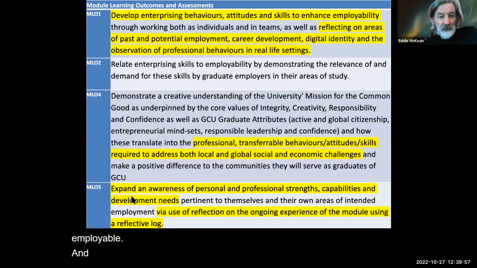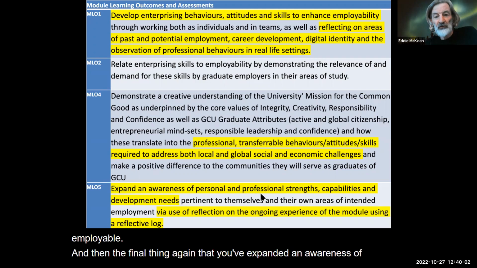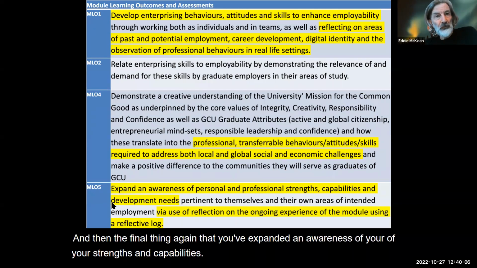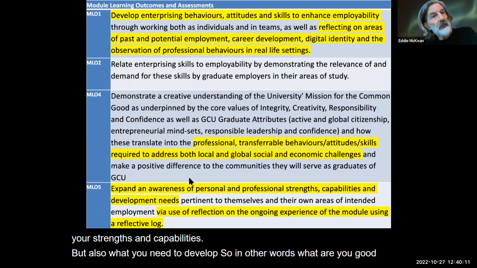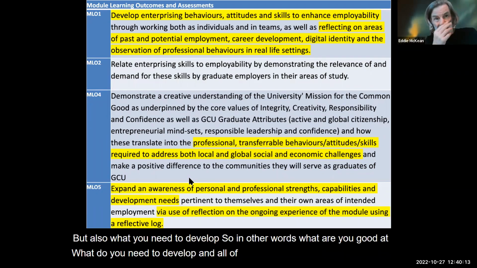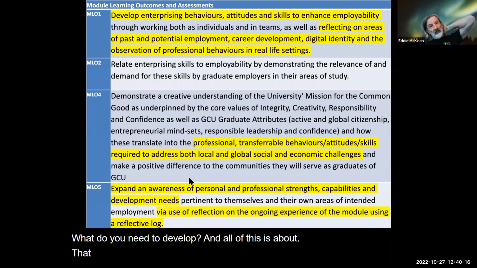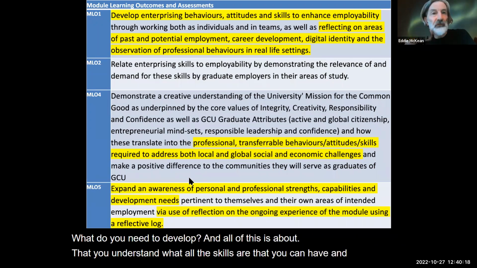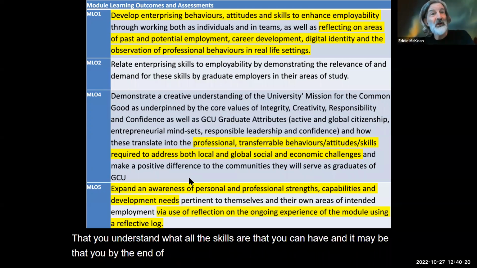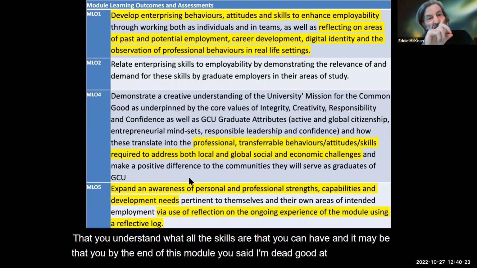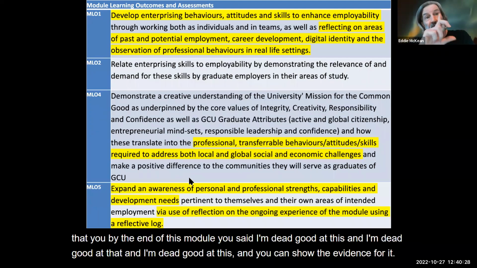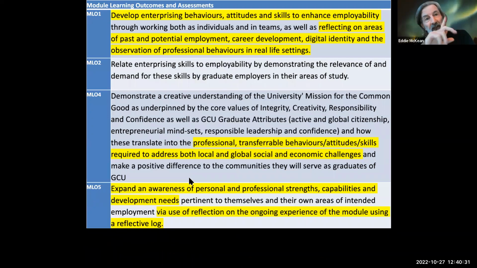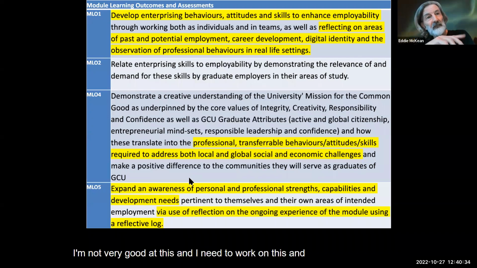And then the final thing: you've expanded your awareness of your strengths and capabilities, but also what you need to develop. In other words, what are you good at? What do you need to develop? All of this is about understanding all the skills you can have. By the end of this module, you may say, I'm really good at this, and this, and that, and you can show the evidence for it. And then you say, however, I'm not very good at this, and I need to work on it and get better.